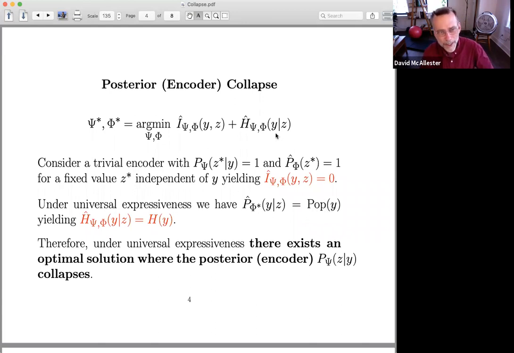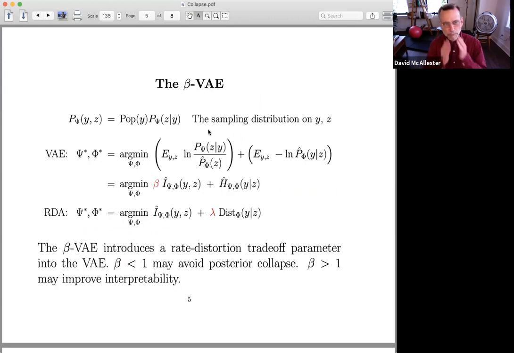So the point is that if I just optimize this naively, there exists a solution, a minimum of this expression, that has a completely vacuous encoder. There's nothing in this expression that's preventing the encoder from being vacuous. And that's called posterior collapse, and it happens. You try to set up a variational autoencoder to extract the latent information, and the latent information just disappears. You get a trivial encoder and no mutual information between your latent variable and your observations. So this is called posterior collapse.